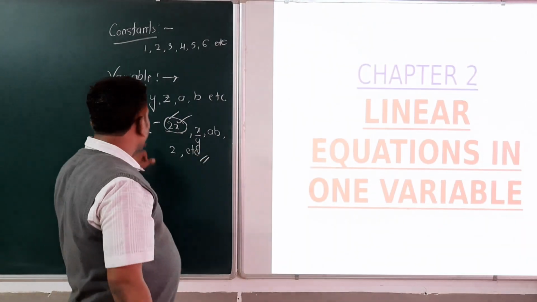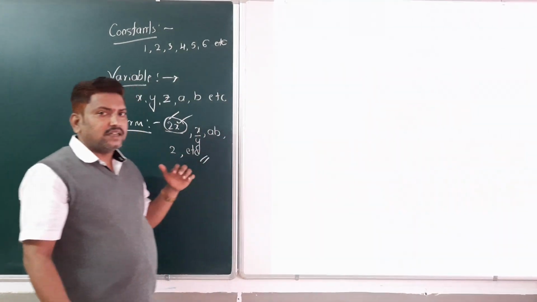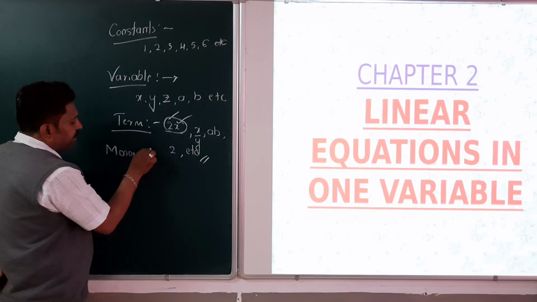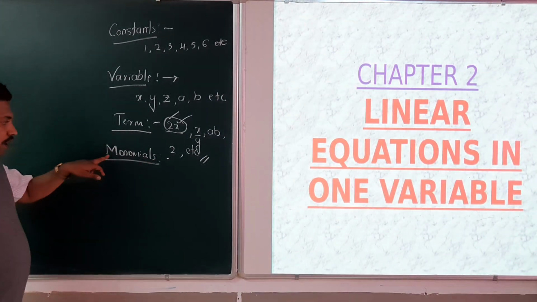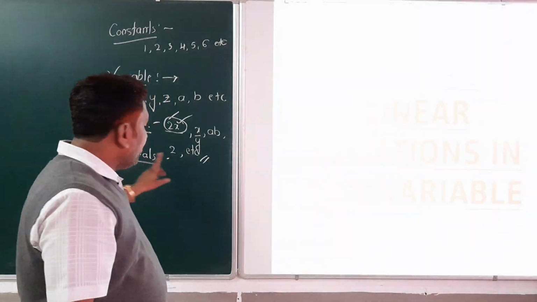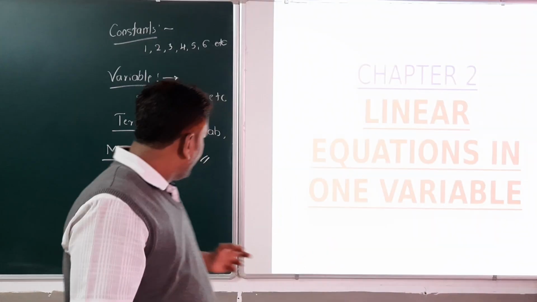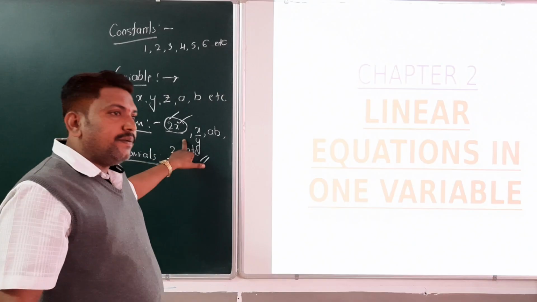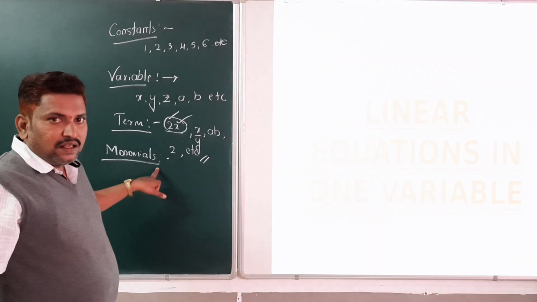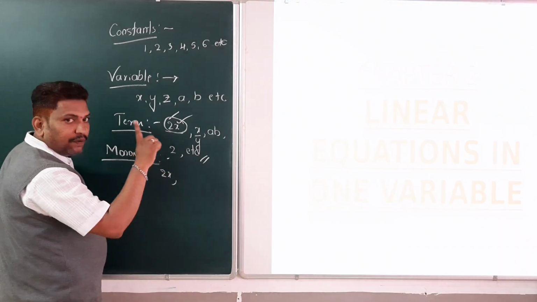Such examples are called terms. In terms, we have some types. First one, monomial. What are monomials? Mono means single, only one term. It is from a Greek word. A term or algebraic expression which contains only one term is called a monomial. For example, 2x.